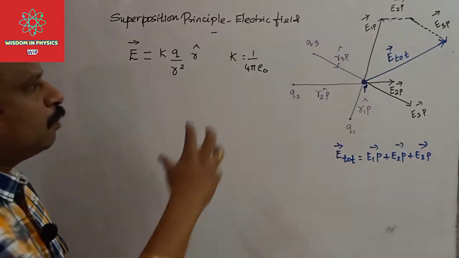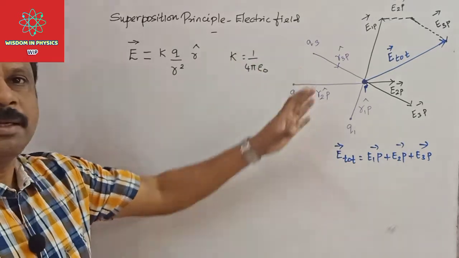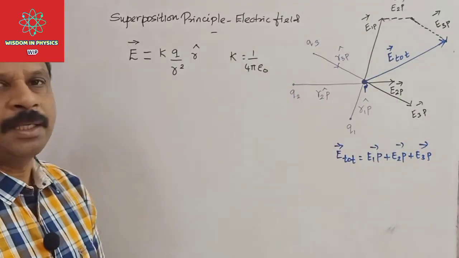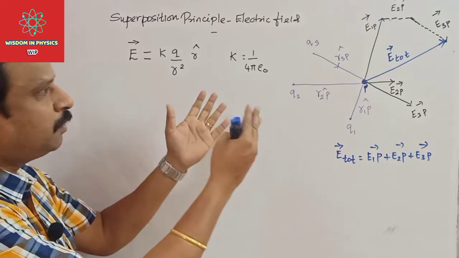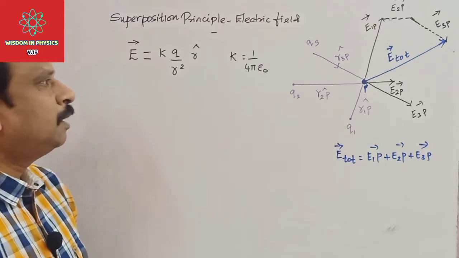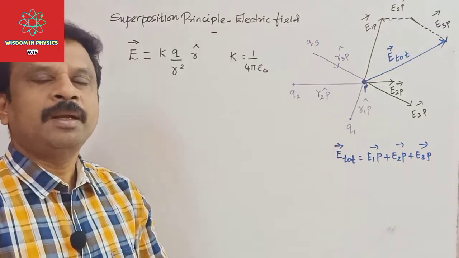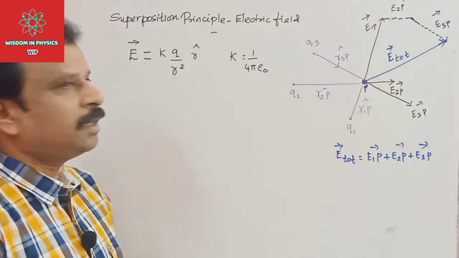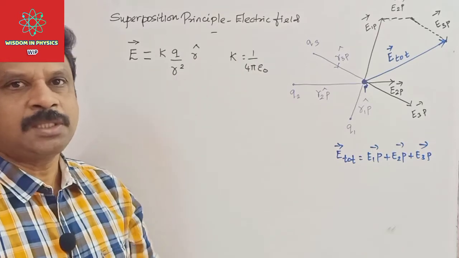Because we have the charges in space, here we have more number of charges. For example, see, you carefully understand the diagram. Everything you can understand from the diagram. It is not simply a diagram, there is a lot of information in the diagram. So we have a point P here at which we are going to find out the net electric field or the resultant electric field due to the many charges, due to the system of charges.